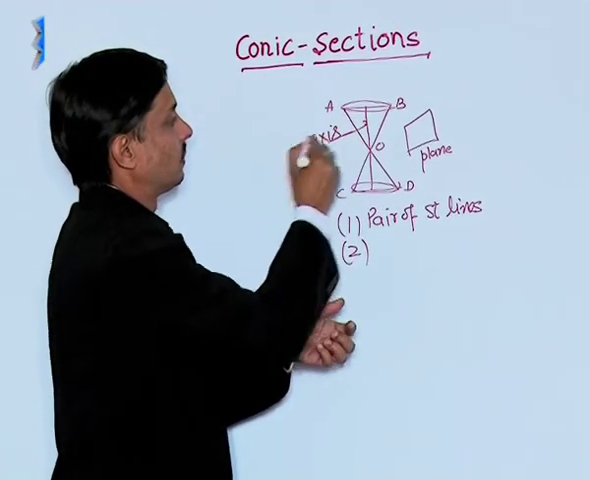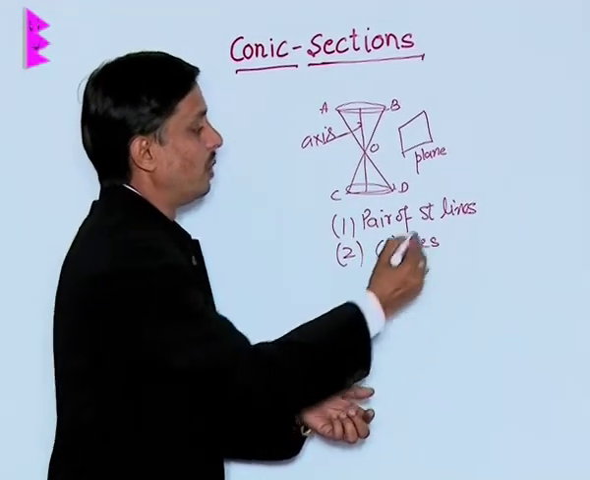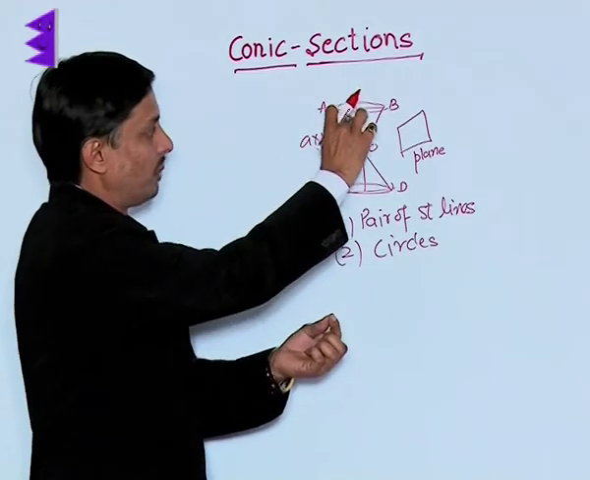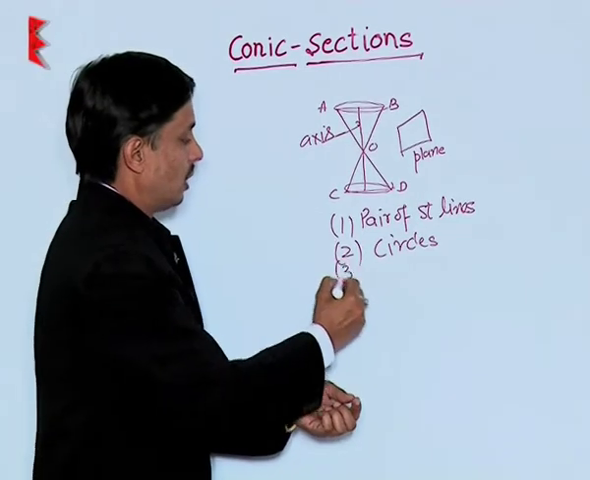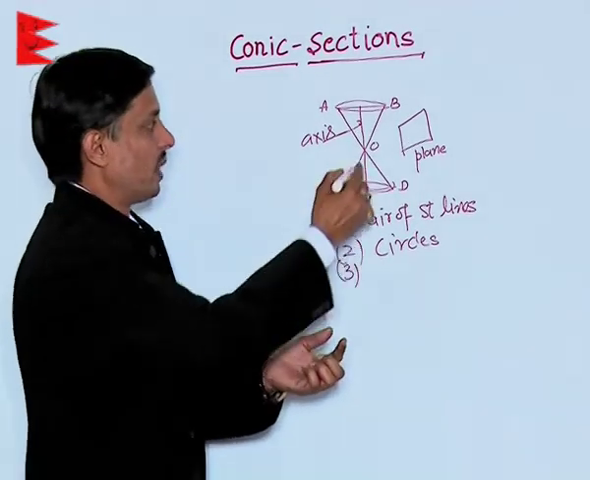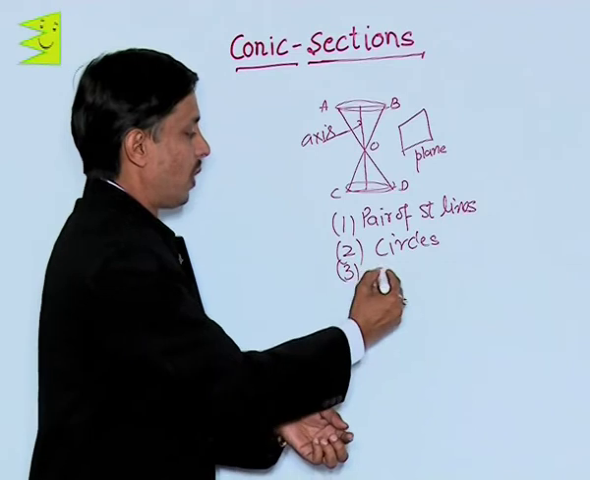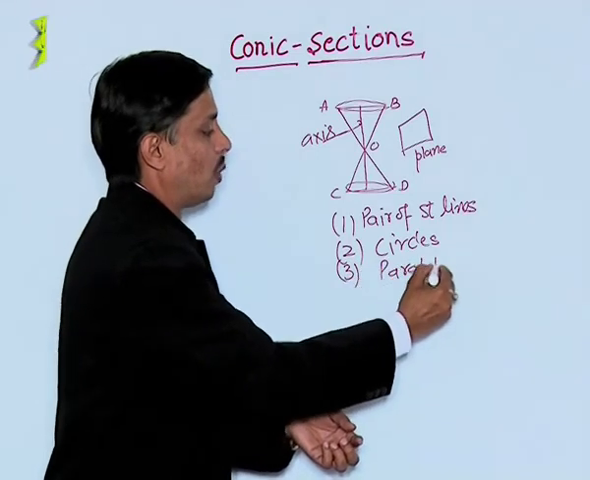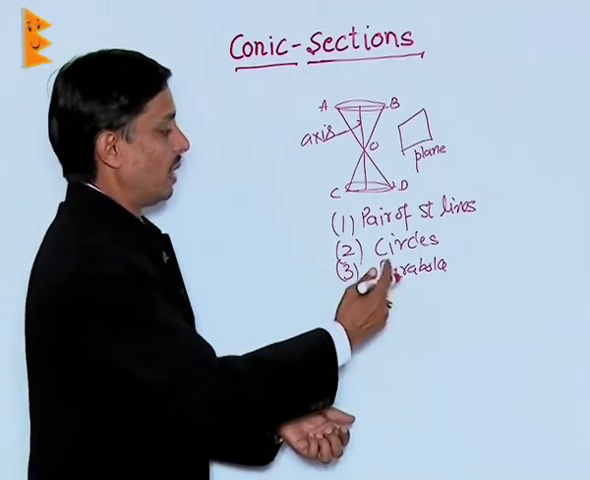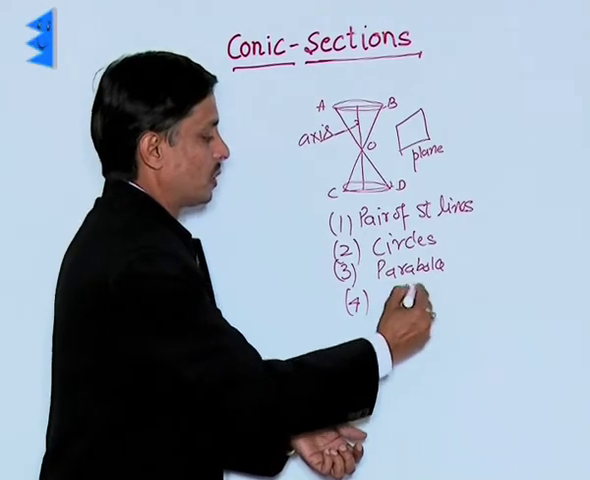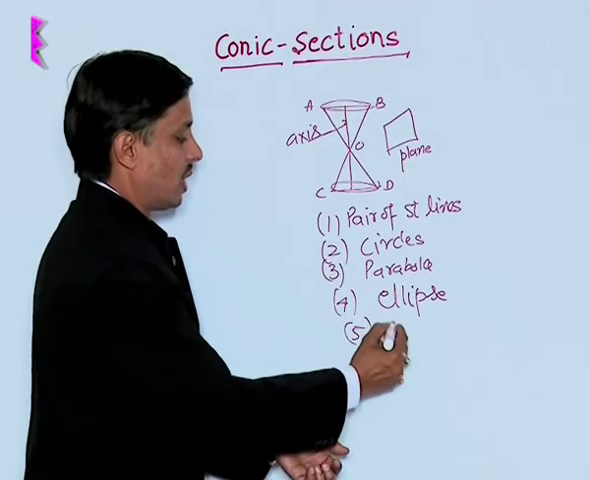And if the double cone is cut in such a way that the plane is perpendicular to this axis of generation, this is the axis, then we will get circles. As we come closer to this O, the radii of the circles will decrease. Third, when we cut a little bit twisted, then we will find the shape will be a parabola. And the fourth one can be an ellipse, and finally it can be the hyperbola.